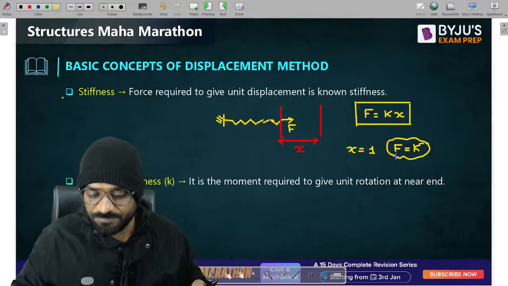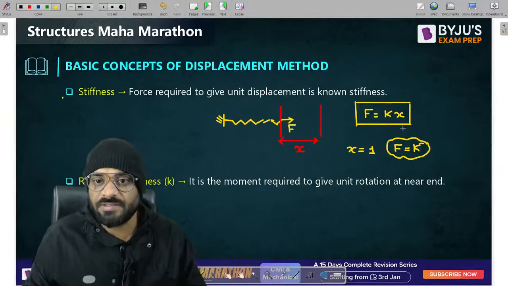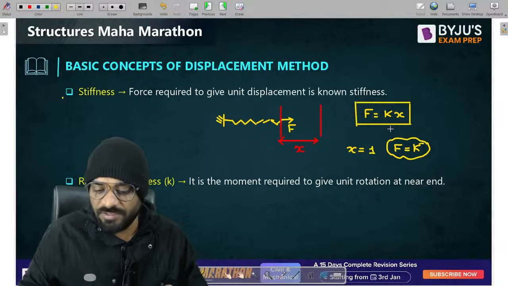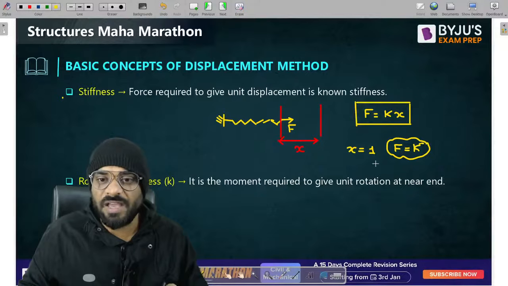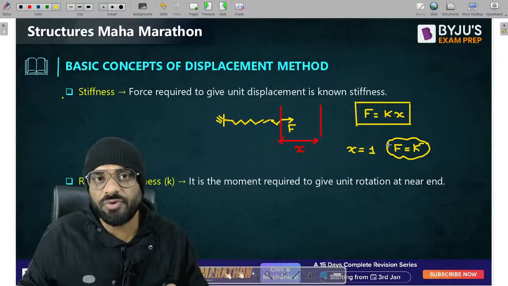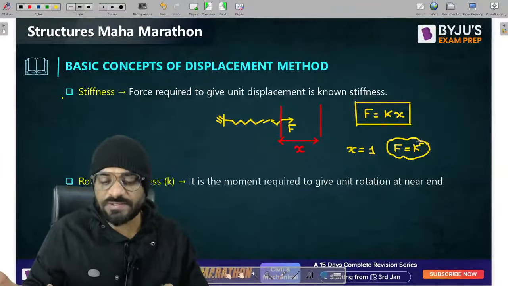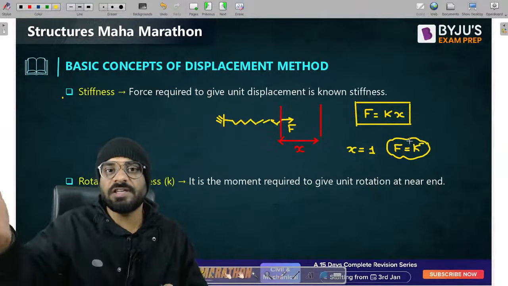No problem, Arun. Okay, so tell me guys, in this particular case, can I say that if x is equal to 1, that means for 1 unit of displacement, what should be the force which is required? It is equal to K. So if you have x amount of displacement, then what should be the force? It is equal to K into x. Simple. So this is nothing but our stiffness.